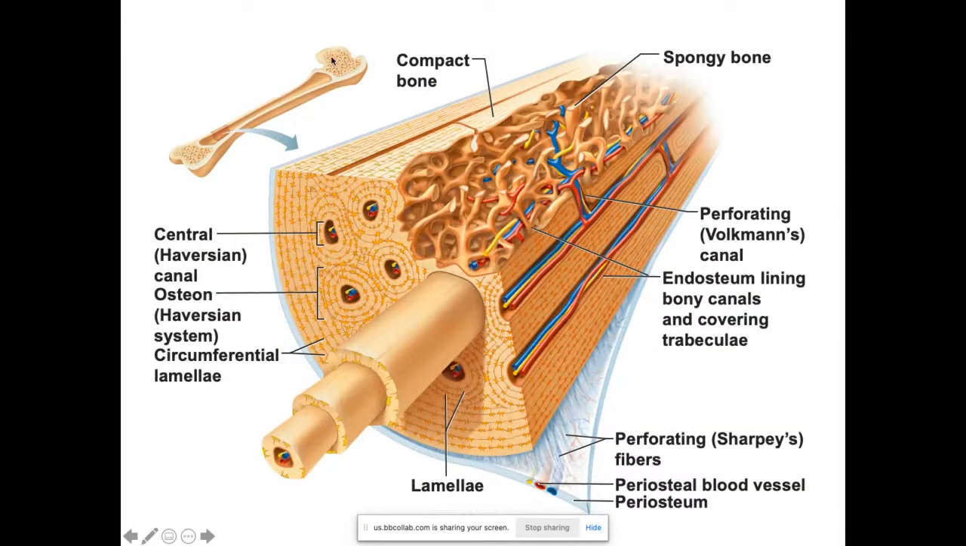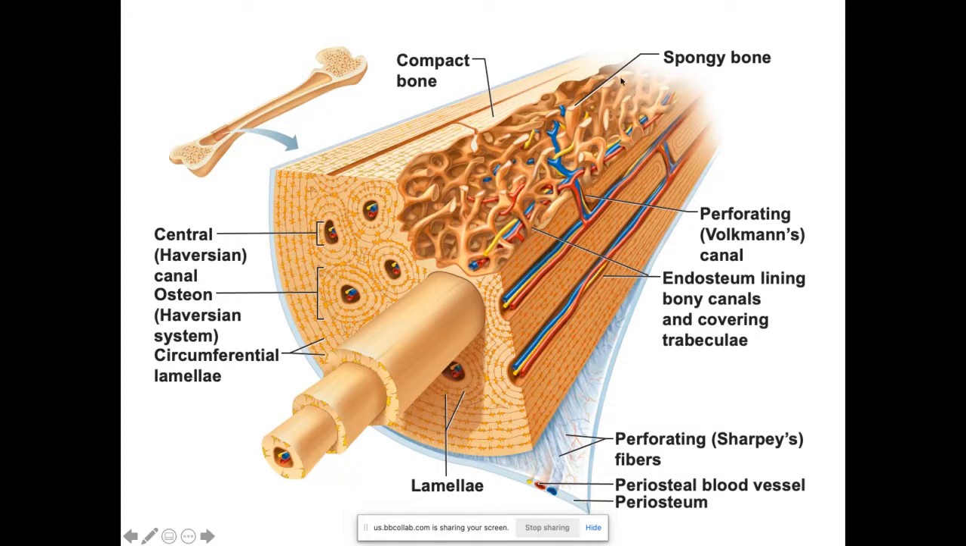So on the top left, this looks like it's the femur. Here's the femoral head. This is the epiphysis, the proximal epiphysis. Down here is the distal epiphysis. And the shaft is the diaphysis. The section that's highlighted right here, this part of the bone, is called compact bone. This part that looks porous is spongy.